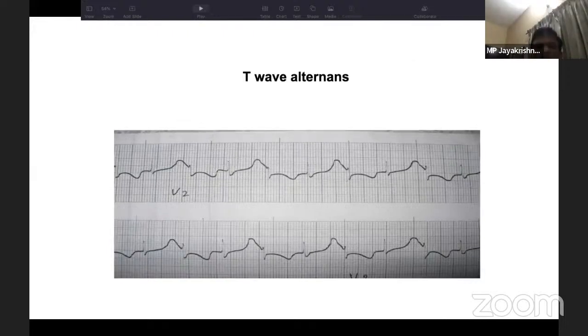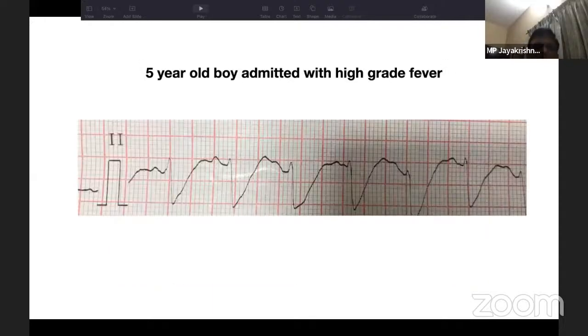So what is it? This is an abnormality called T wave alternans. Means positive, negative T waves. This generally indicates what? This actually indicates a condition associated with long QT syndrome, long QT conditions. So any time after this, the child can have a polymorphic ventricular tachycardia following this.